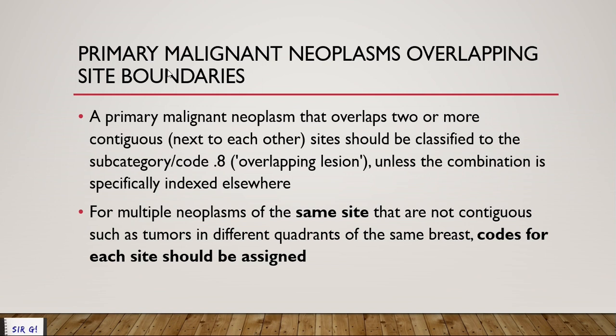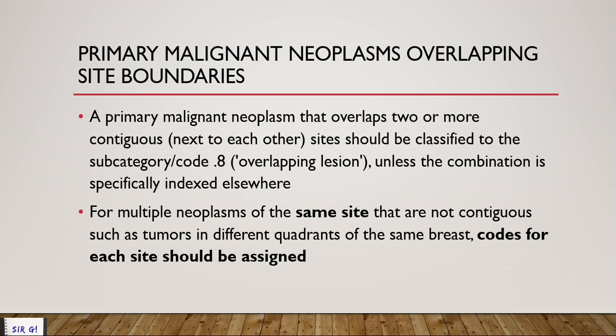As I mentioned, all of your neoplasm codes are divided based on anatomy. What if a primary malignant neoplasm overlaps two or more contiguous sites, next to each other? It should be classified to the subcategory of 8, because remember, there are certain conditions wherein, for example, there is a carcinoma or skin cancer which overlaps the nose and the mouth.